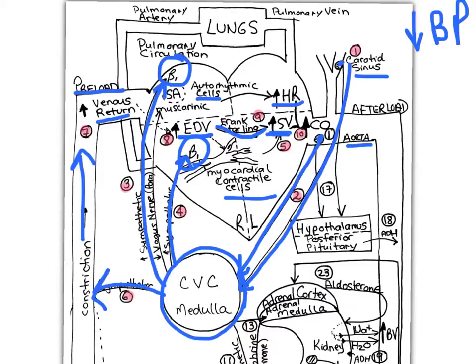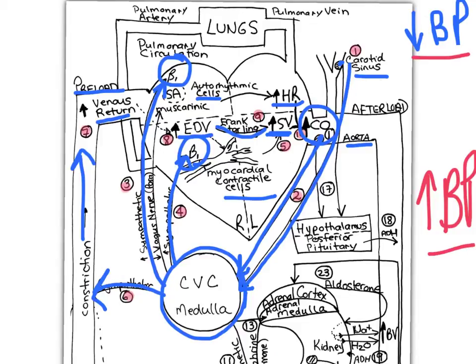The combination of increased heart rate and increased stroke volume will have the overall effect of increasing cardiac output, and as we know, increased cardiac output will then increase blood pressure. This is exactly the response that we would expect. If the stimulus is a decrease in blood pressure, we would expect the response to be an increase in blood pressure. The only point here that I missed was the antagonistic control.